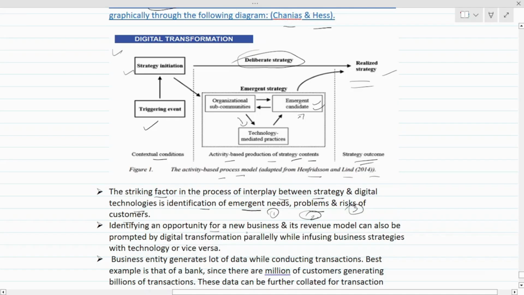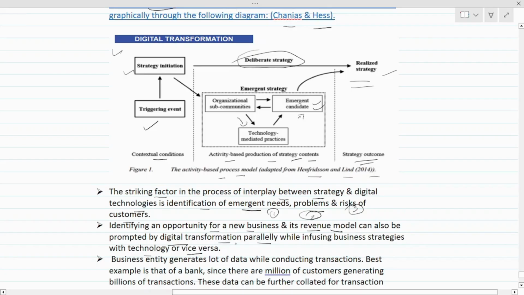Identifying an opportunity for a new business and its revenue model can also be prompted by digital transformation, parallelly while infusing business strategies with technology, or vice versa. Now it says that identifying an opportunity, so you are looking for an opportunity for a new business and its revenue model, can also be prompted by digital transformation.